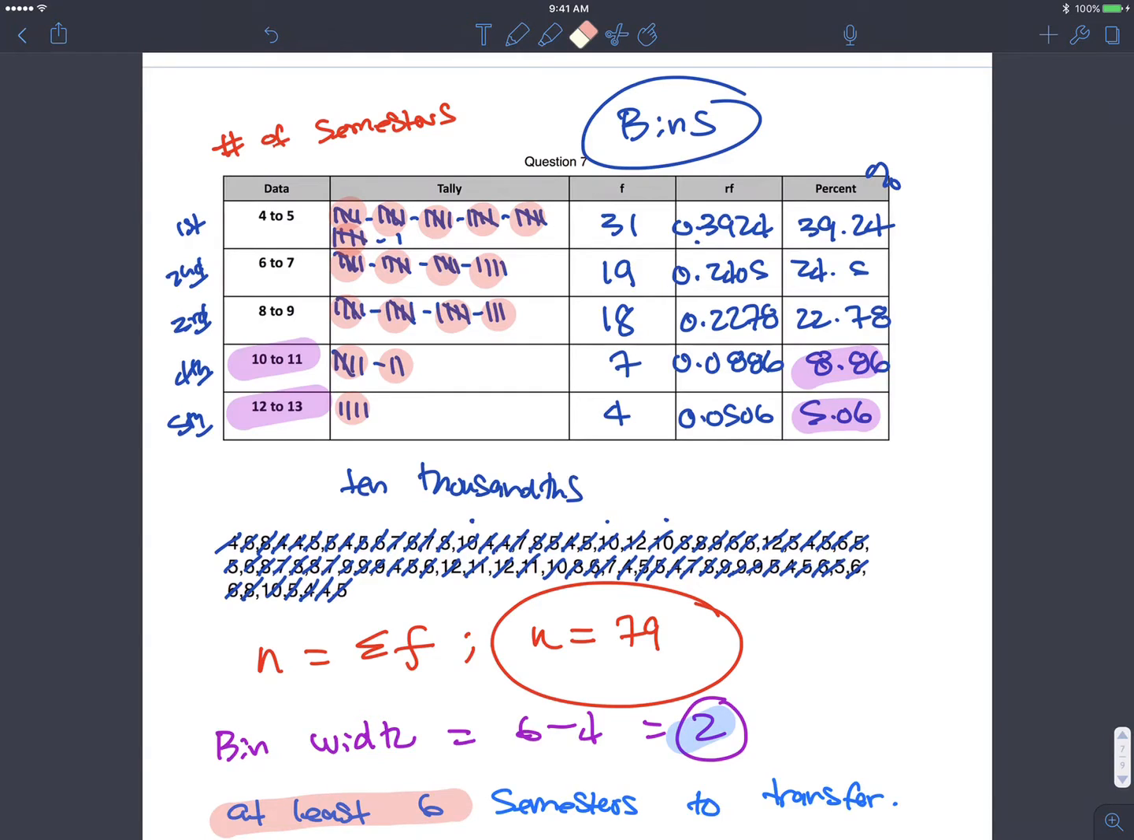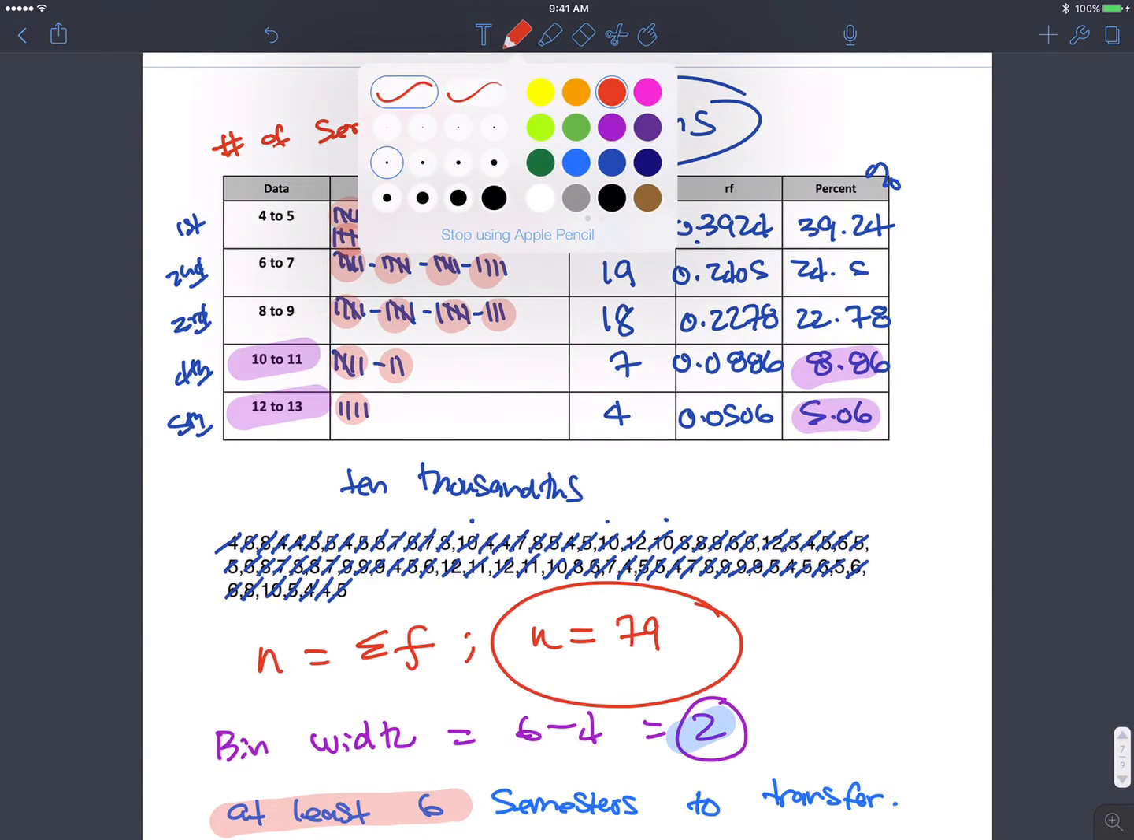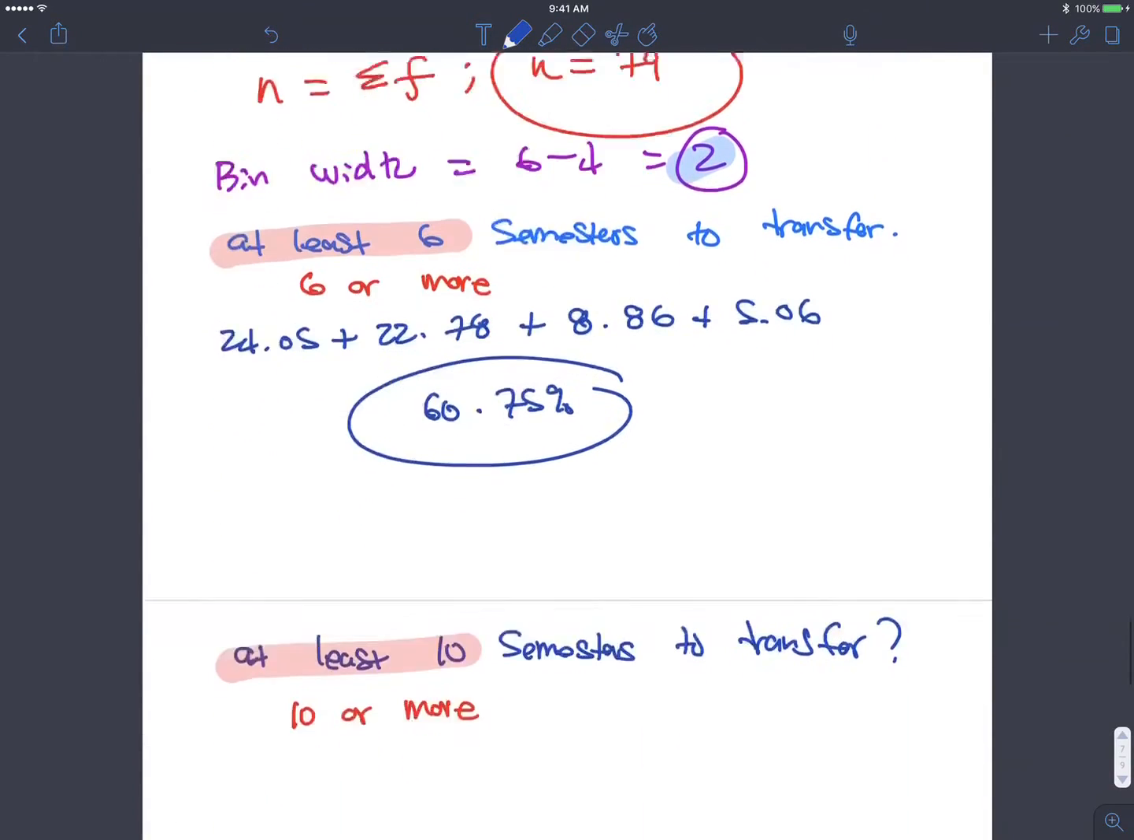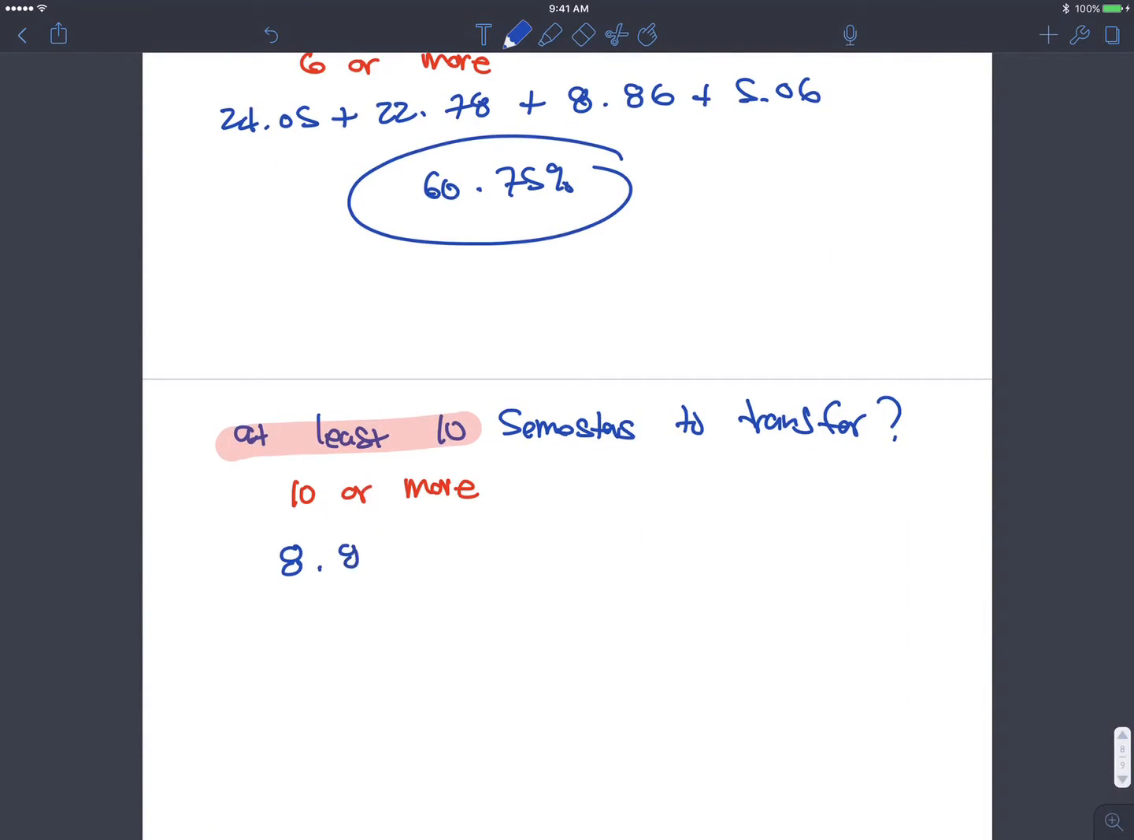So we're going to now go back and add 8.86 and 5.06. 8.86 plus 5.06. And that's going to give us 13.92%. 13.92% take at least 10 semesters to transfer based on this table.